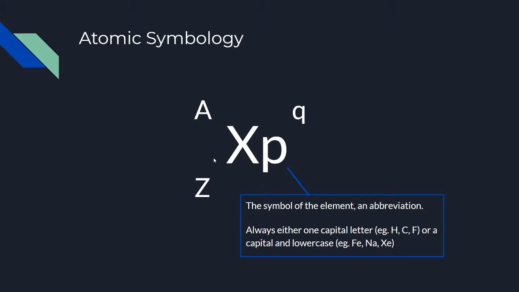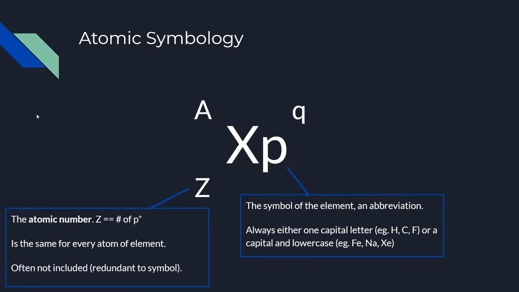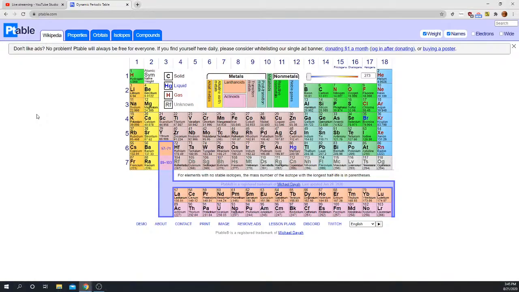So, the lower left is where we put the atomic number. The atomic number Z is the number of protons. Okay. So, going back to our periodic table, Z for hydrogen would be 1. Z for beryllium would be 4. Okay, the number in the periodic table is the number of protons.